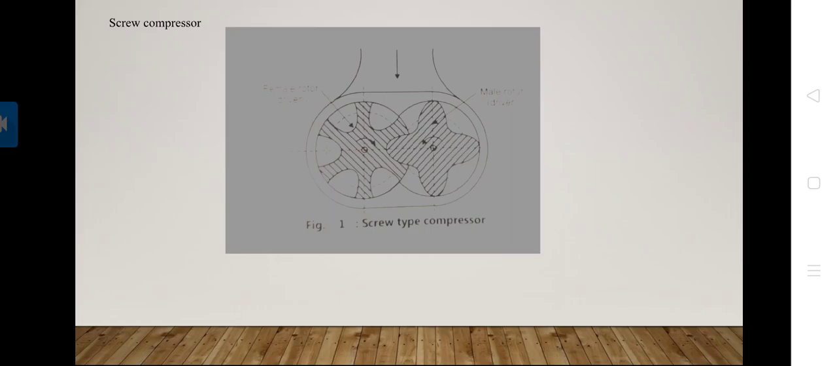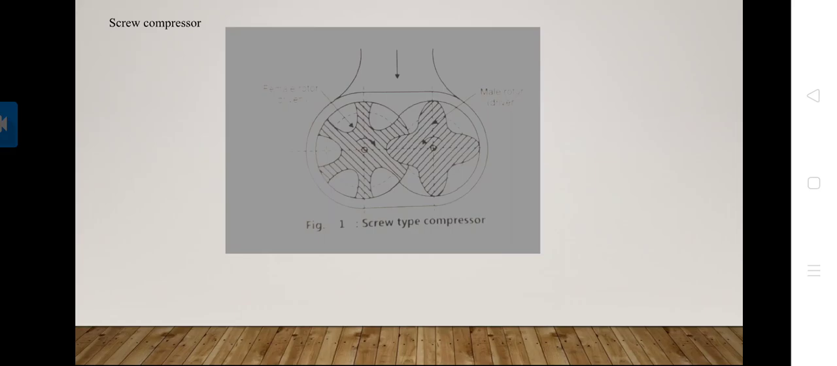Out of these two rotors, generally the main rotor is the driver rotor, and it has four helical lobes, which engage in the corresponding flutes of the female rotor. Here we see the female rotor, that is the driven rotor, which has 6 flutes.